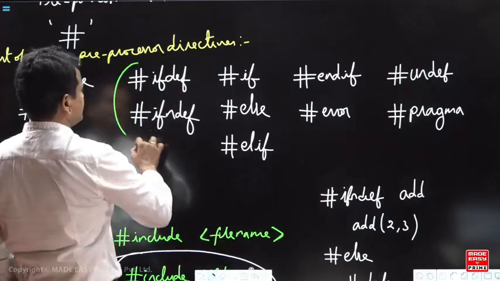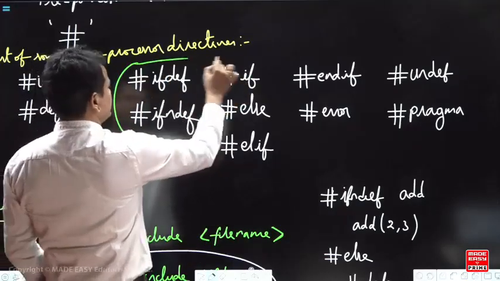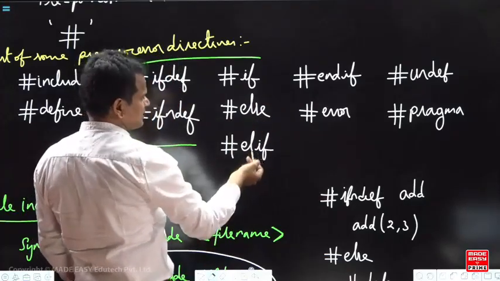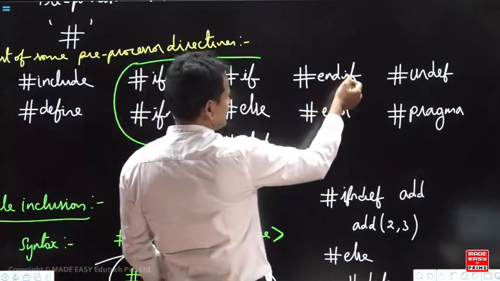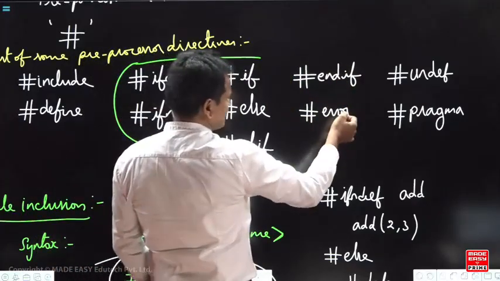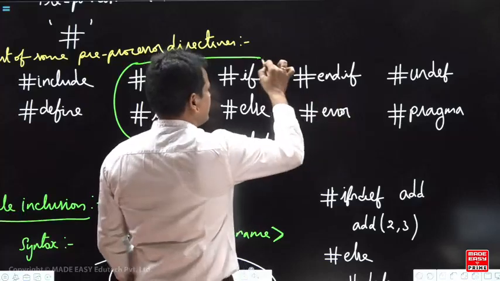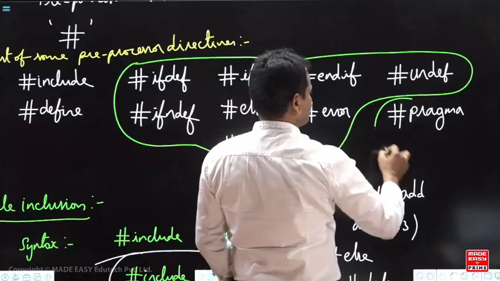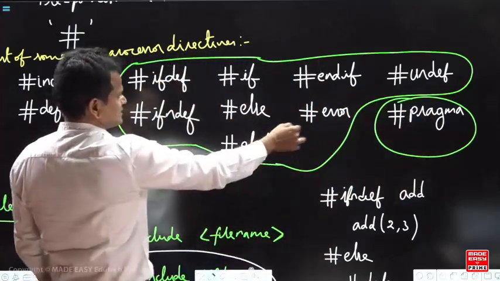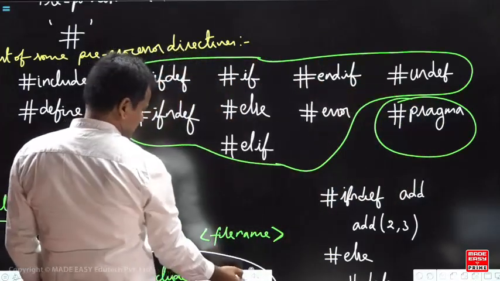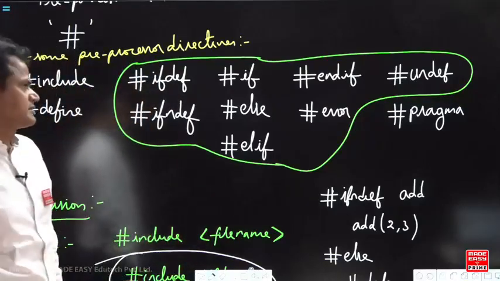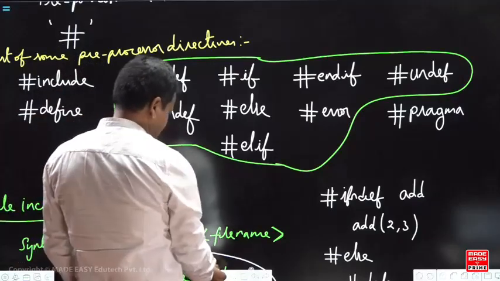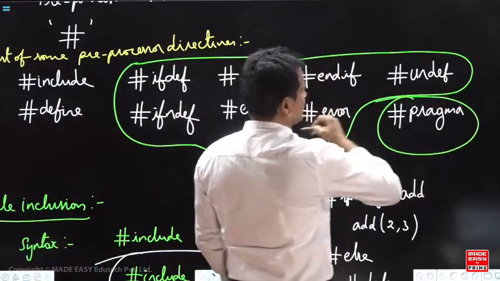Hash if define, if not define, hash if, hash else if, if the condition is not cleared, hash else if, okay, multiple conditions, and hash end if to end the if condition, hash error without anything, just fatal error, and hash undefine to undefine a defined macro. All of these, in the big circle, are conditional directives. Now take the last one, hash pragma.